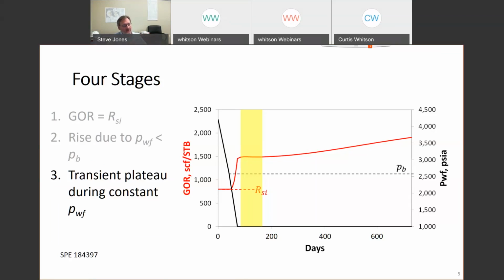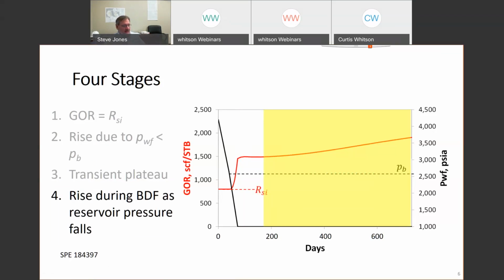It occurs if your bottom hole flowing pressure is constant and you're in transient linear flow. So if you read this paper, that's all explained in there, and it's been discussed by numerous authors. Then when you go into boundary dominated flow, you will see a rise in the gas oil ratio. That's a result of the declining average reservoir pressure. And again, this idealized situation is assuming a constant bottom hole flowing pressure.